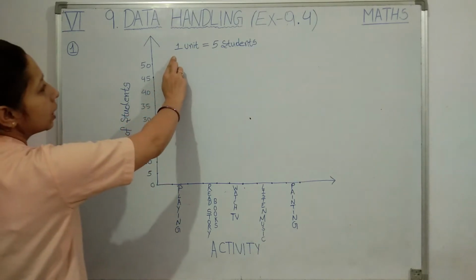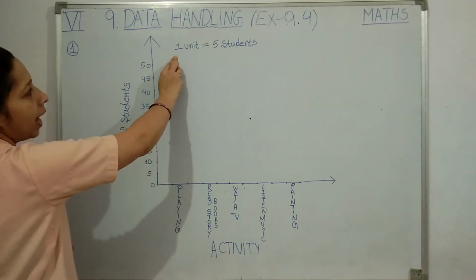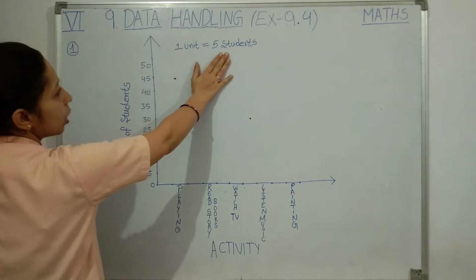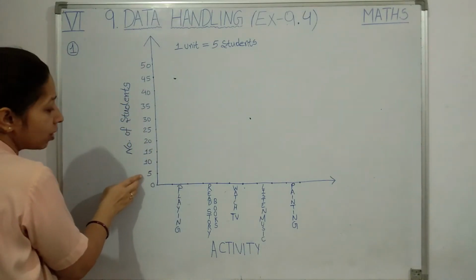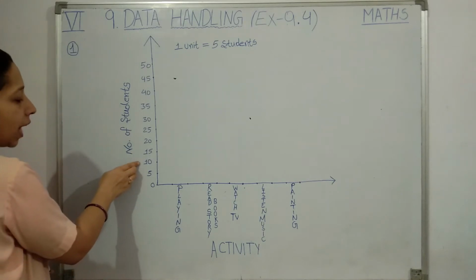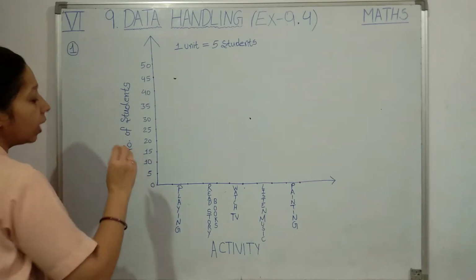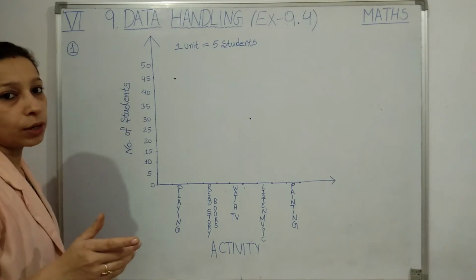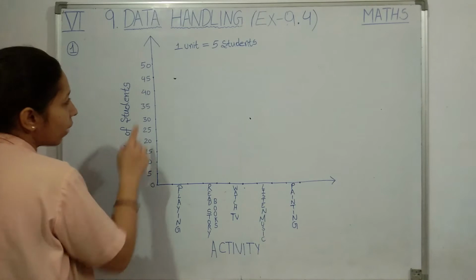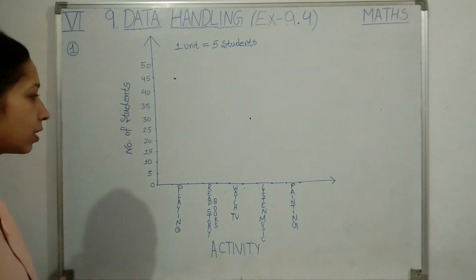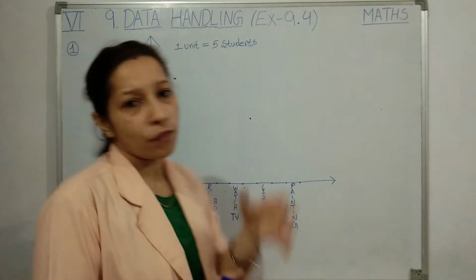Then the most important thing is showing the scale. Here I have shown that 1 unit is equal to 5 students. You can see on my y-axis, after 0 directly I have taken 5, then 10, then 15. How much gap is there between two numbers? The gap is 5, isn't it? So here my 1 unit is showing 5 students. Understood? So this is the basic of a graph.